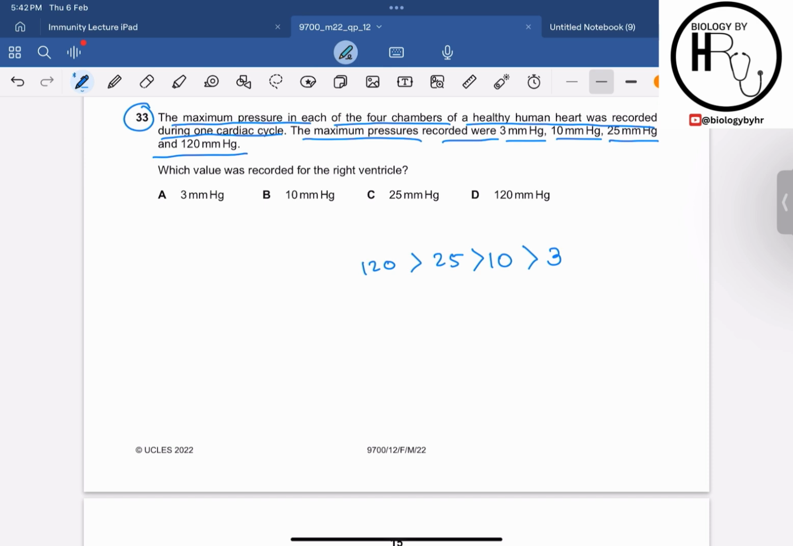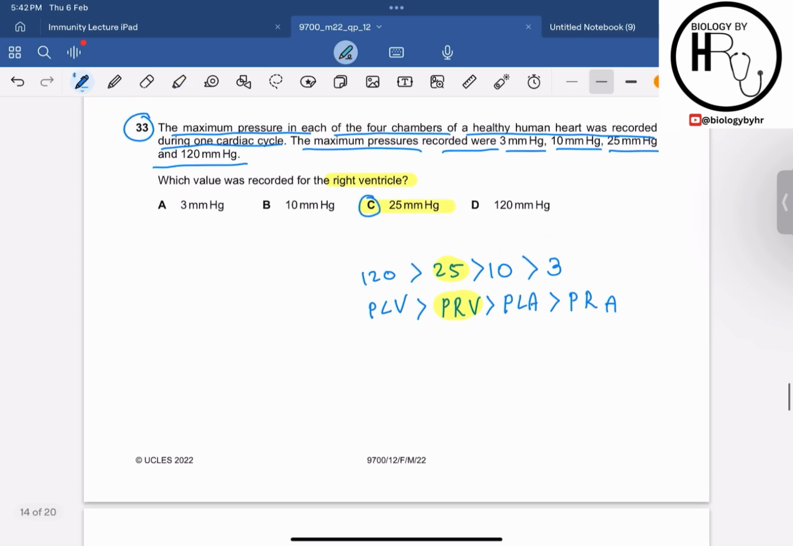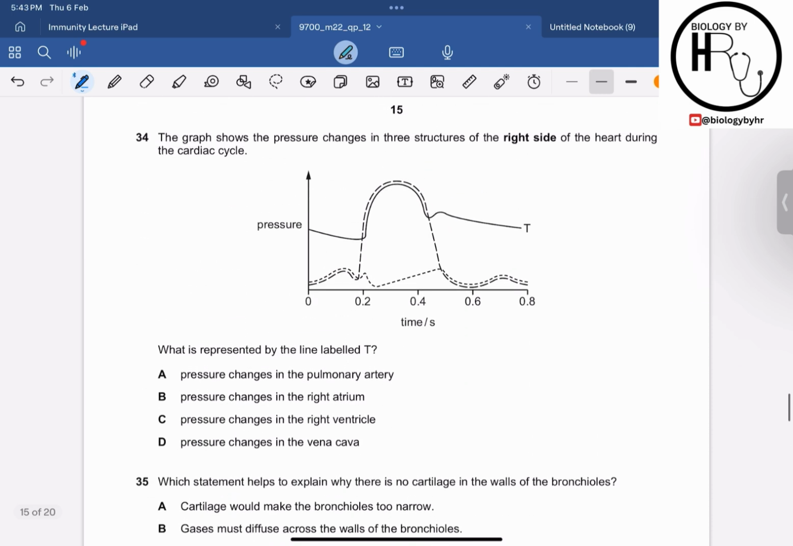If we talk about the pressures over here, the pressure of the left ventricle is the highest pressure, right? Then comes the pressure of the right ventricle. Then comes the pressure of the left atrium, which is usually higher than the pressure of the right atrium. So basically they are talking about the pressure of the right ventricle. So the pressure of the right ventricle would be 25 mm Hg. So hence the correct answer for this MCQ would be option C over here. I hope that this MCQ is clear to all of you. Now let's move on to question 34.